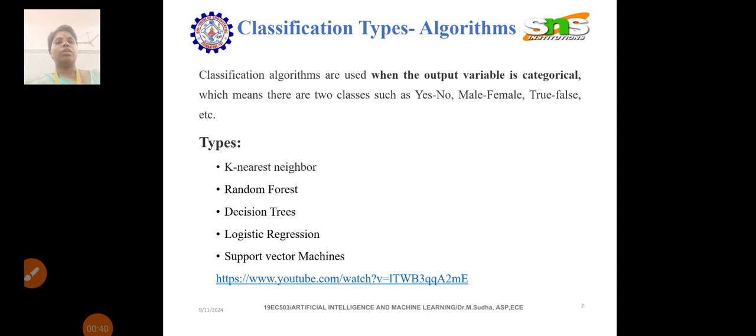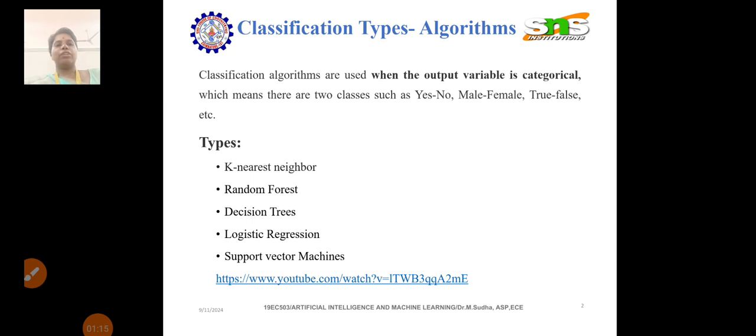As we already discussed, regression and classification are the main categories of supervised learning, and classification algorithms are used when the output variable is categorical, which means there are two classes such as yes or no, male, female, true, false, etc. So we can have a digitized output like binary values, that is zeros and ones, either true or false, yes or no, male or female. This or that option should be in the classification types.